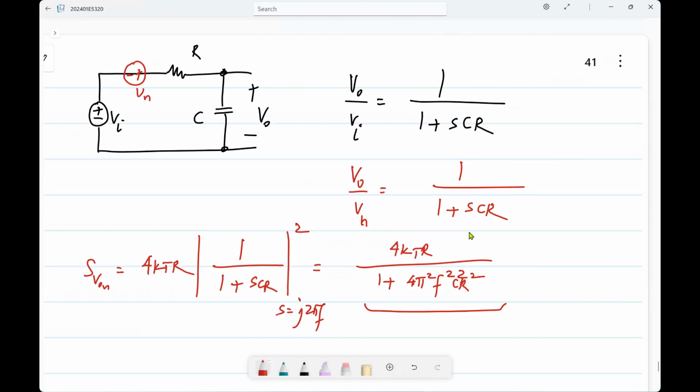What will be the output noise mean square value or RMS? How will you calculate it? You have to calculate the variance of this noise, which means you have to integrate the spectral density from 0 to infinity. So please do that, and we'll continue the discussion in tomorrow's class. It's a very easy integral. Okay. Any questions? Okay.